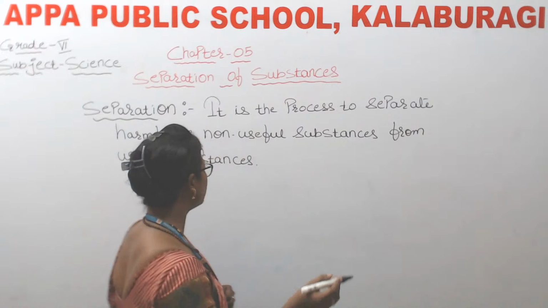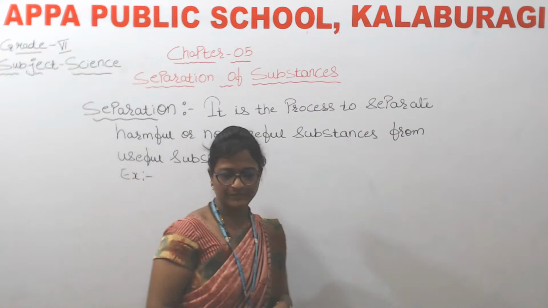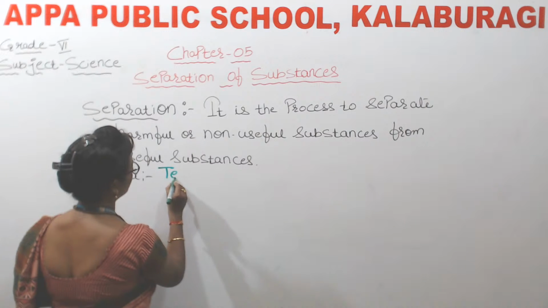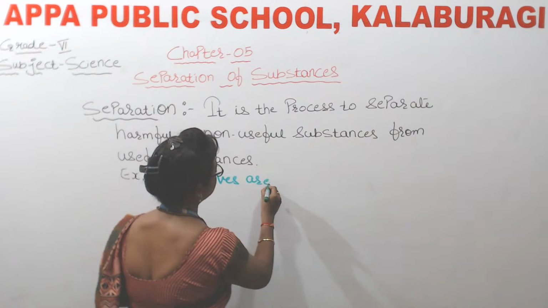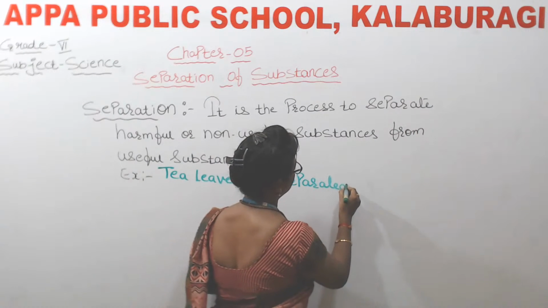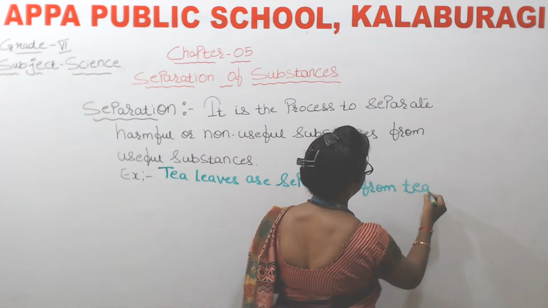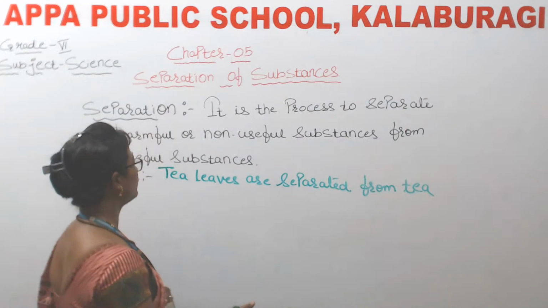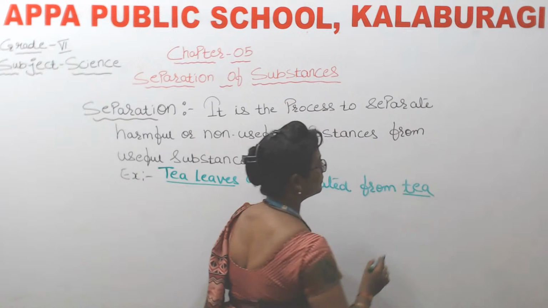So now let us see few examples. Okay, so here tea leaves are separated from tea. So here separation process takes place. So here what we are separating? We are separating tea leaves from tea.